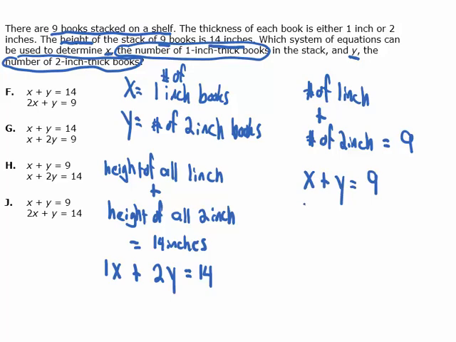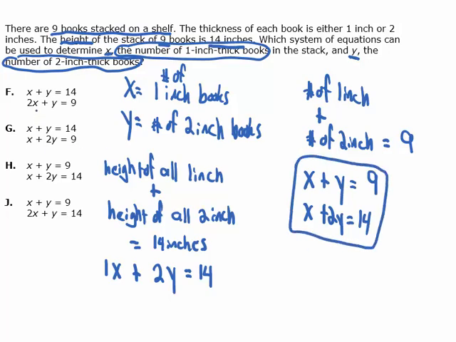Let's see if that actually is an answer choice. 1x can be written as just x plus 2y equals 14. So these are the two equations I got. Let's go back and check. So x plus y equals 14? No, that's not going to work. X plus y equals 9. That works so far. X plus 2y equals 14. Looks like H might be the correct answer. And sure enough, H is the correct answer, and there you go.